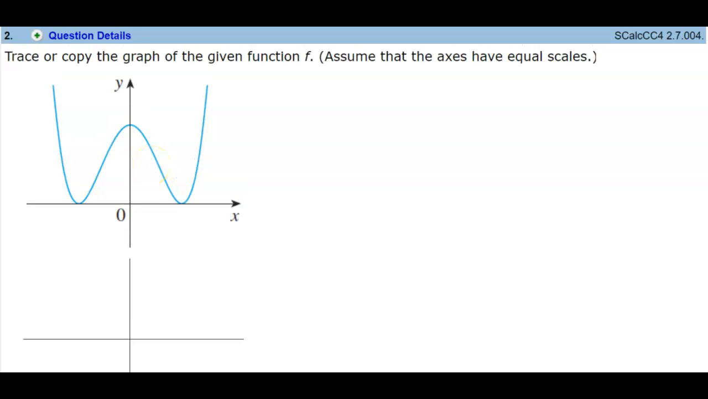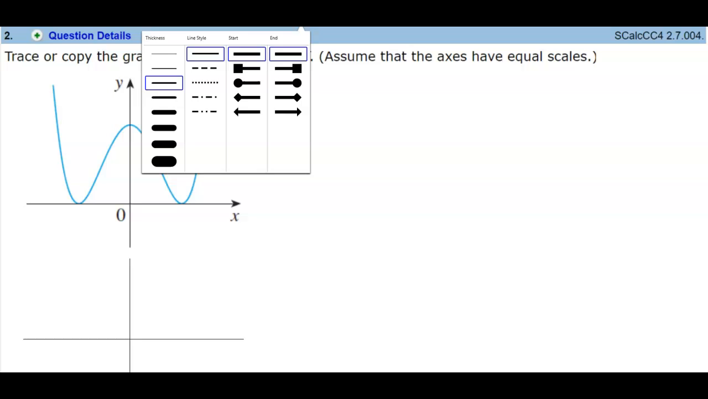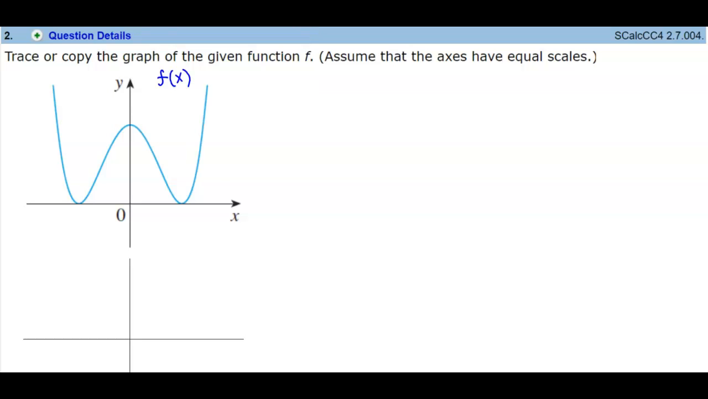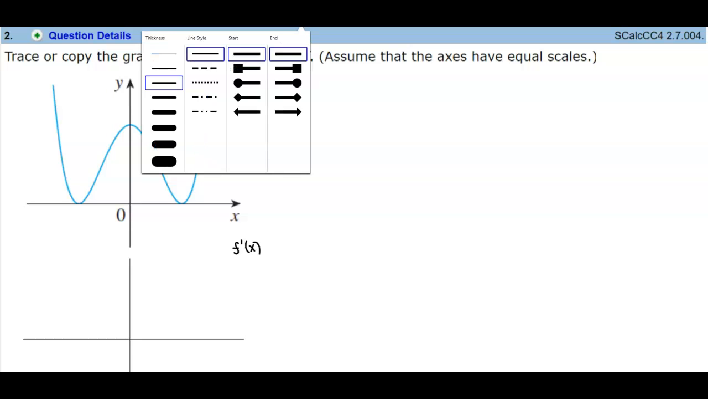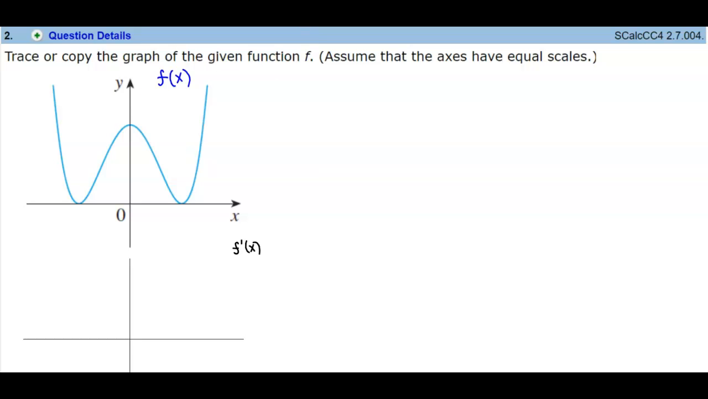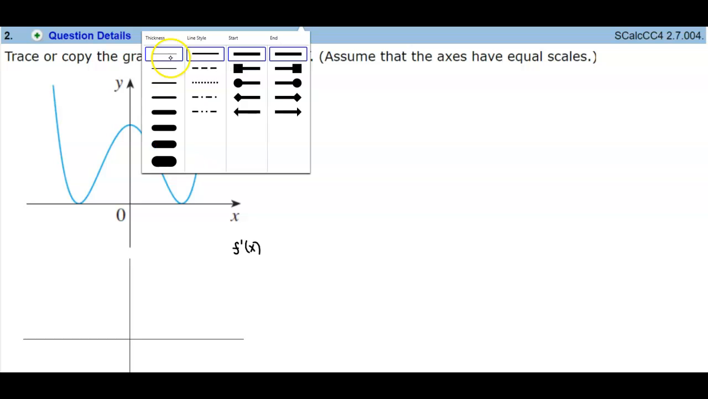Okay, for this question here, we want to be able to trace or copy the graph of the given function, f. So here, this is our function, f of x. And then what we want to do is draw a graph that represents the derivative function. Okay, so let's take a look at the things that we need to identify first.